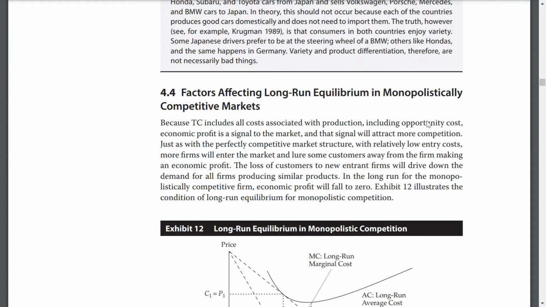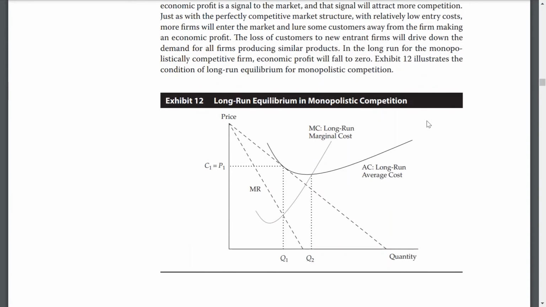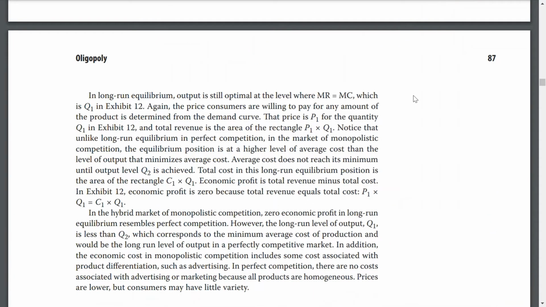Exhibit 12 illustrates the conditions of long-run equilibrium in monopolistic competition. So they're just going to break even. So the economic profit is going to equal zero, because new firms will take away supernormal profits, and firms will leave the market when there are subnormal profits.